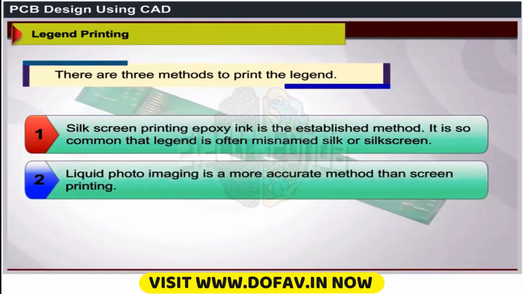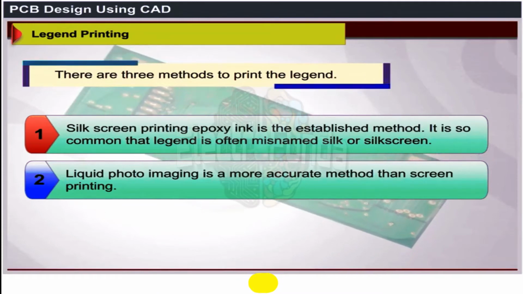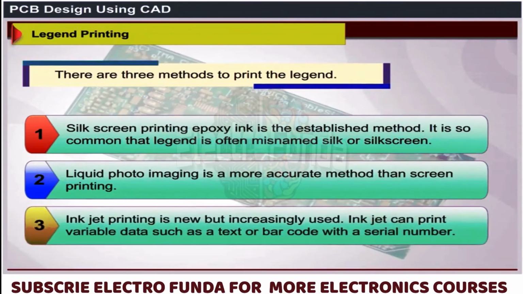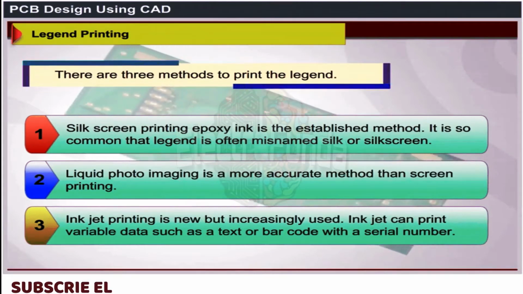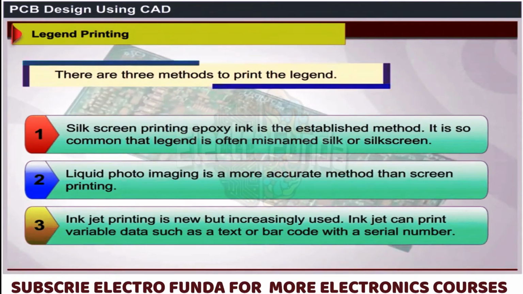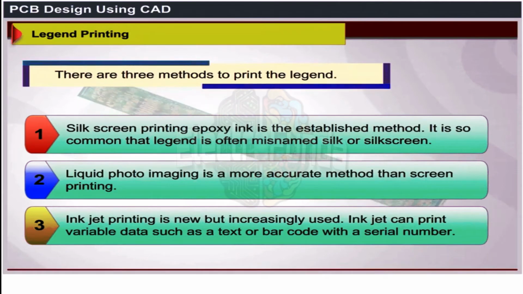Liquid photo imaging is a more accurate method than screen printing. Inkjet printing is new but increasingly used. Inkjet can print variable data such as text or a barcode with a serial number.